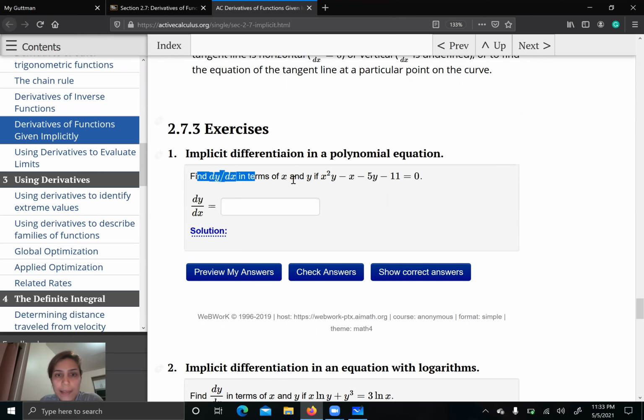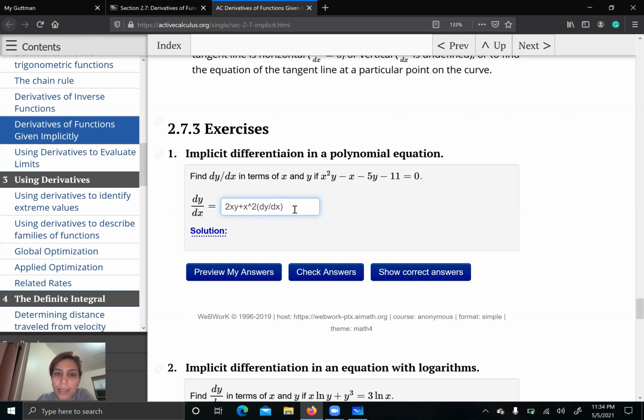It says find dy dx in terms of x and y if you have this relationship: x squared times y. So product rule. It's going to be the derivative of x squared times the second function, plus x squared times the derivative of the second function. I should use the dy dx notation here. I guess this is the notation it wants me to enter. So I use the product rule to calculate this derivative.